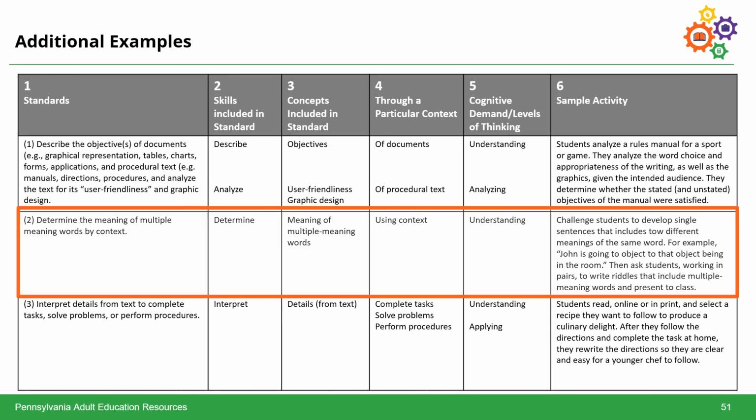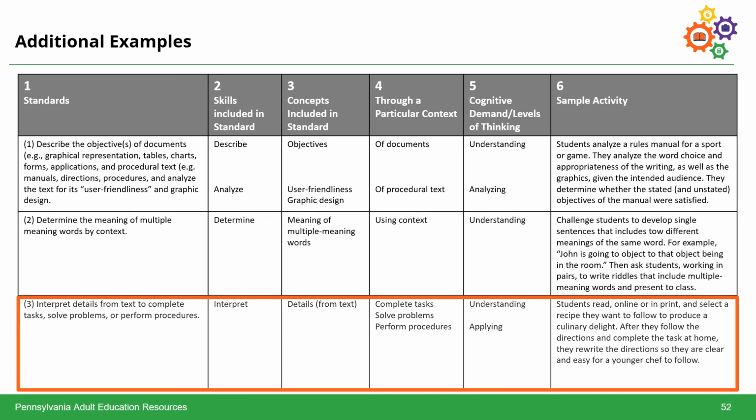The second unpacked standard has an activity that asks students to apply their knowledge of words with multiple meanings to create a riddle. This sample activity allows the student to demonstrate the skills required by the standard. The third example describes an activity that asks students to apply their interpretation skills to rewrite the recipe. In each example, the teacher makes choices about how to align both instruction and assessment, unpack the content and skills demands in the standards, and design teaching activities to match those demands.